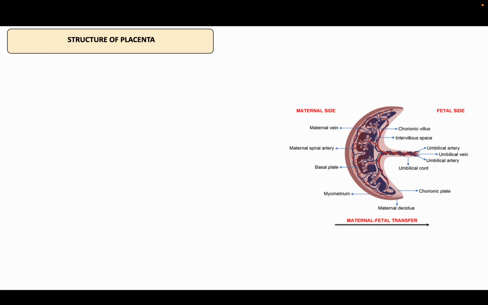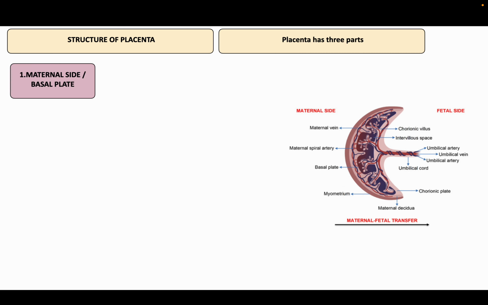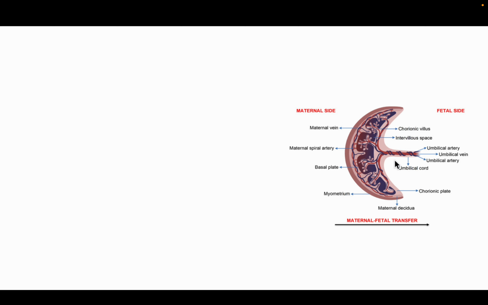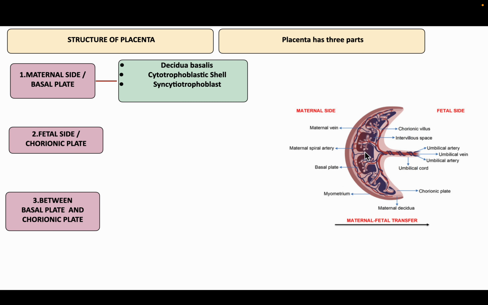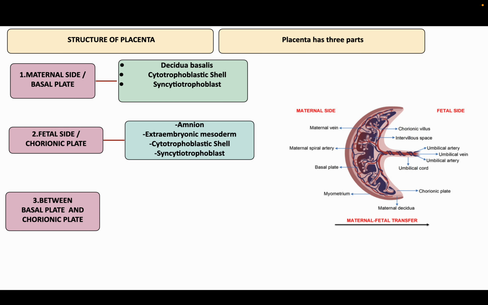Now coming to the structure of the placenta, it has three parts: maternal side or basal plate, you can see. So this is the maternal side. Then fetal side or chorionic plate. So this is the fetal side. Then between the basal plate and chorionic plate, this region. Now the maternal side basal plate is made up of decidua basalis, cytotrophoblast shell, syncytiotrophoblast, and the fetal side is made up of amnion, extraembryonic mesoderm, cytotrophoblast shell, and syncytiotrophoblast.